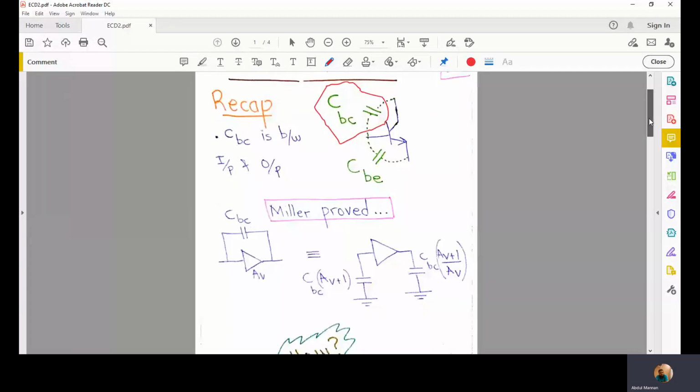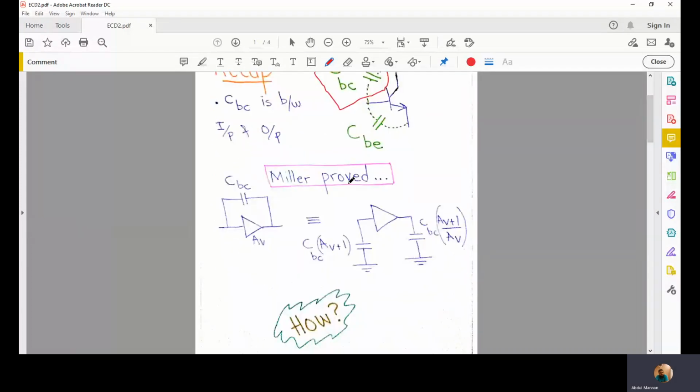Miller was the first person to propose this division. This is our amplifier, a common emitter based amplifier, and this is CBC. The output terminal is, of course, the collector, and the input terminal is the base. Therefore, this capacitance is called CBC, the capacitance between the collector and the base terminals. So let's see how we can divide this CBC into two parts.